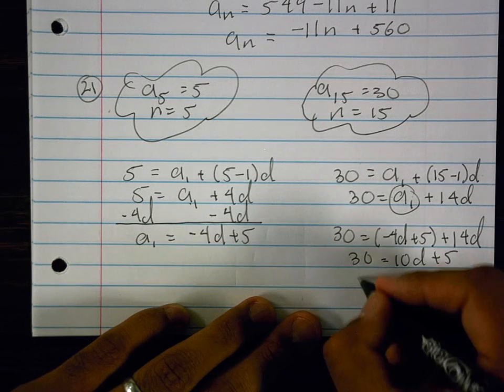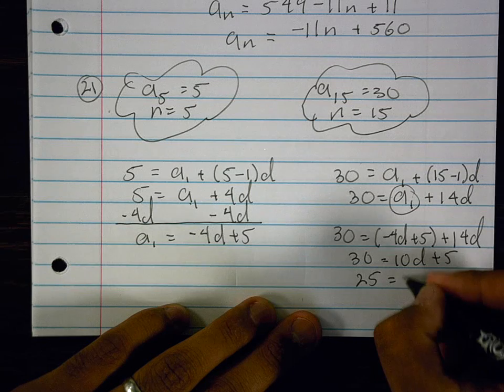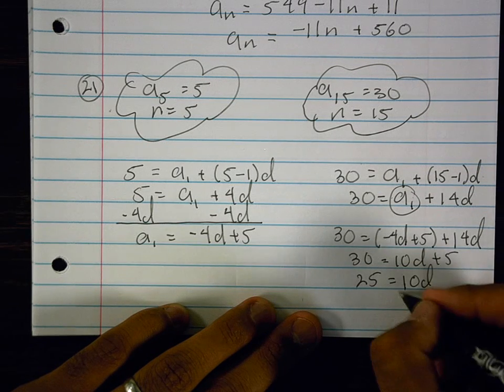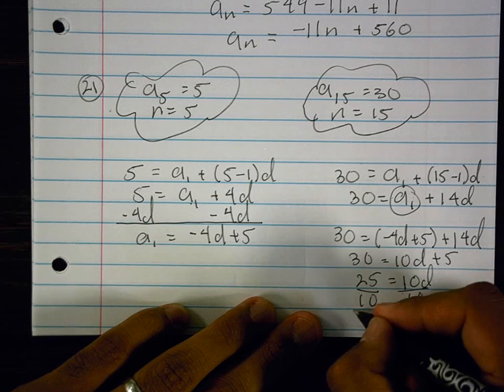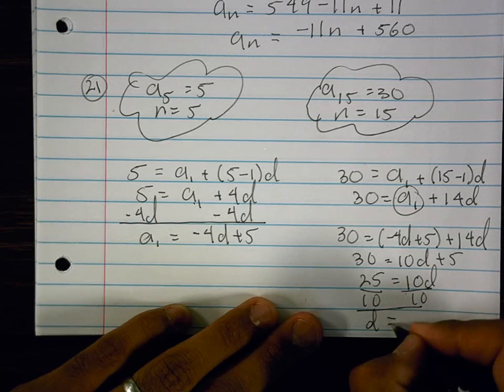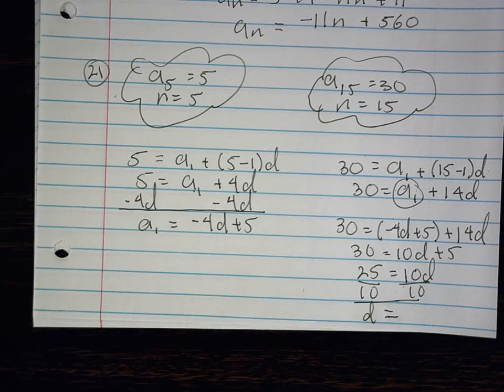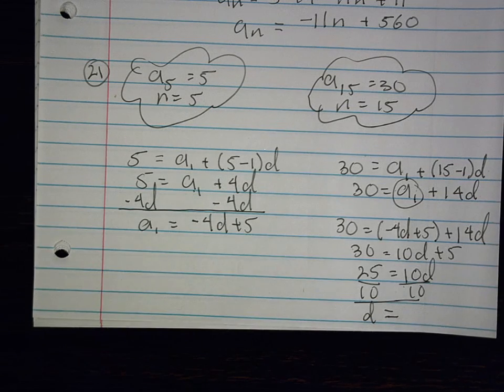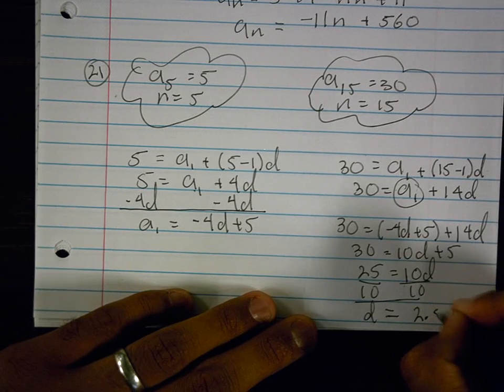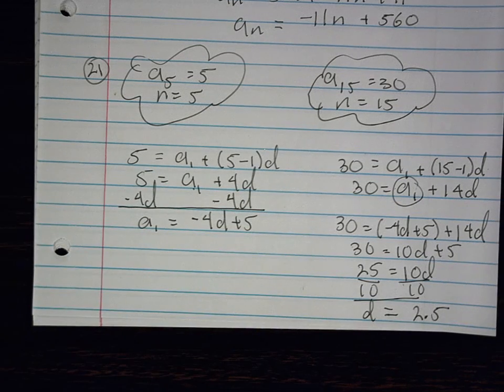Subtract 5 from both sides, and then divide by 10, and d equals 25 divided by 10. That should just move our decimal place over to 2.5. So that's d. So how do I find a sub 1?